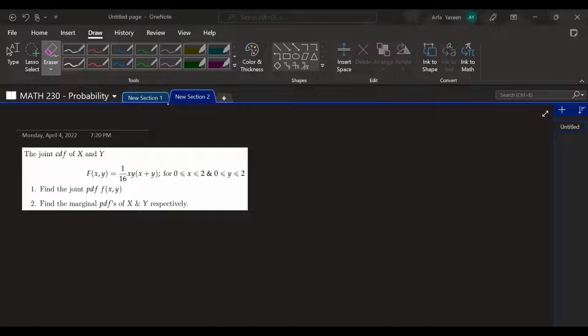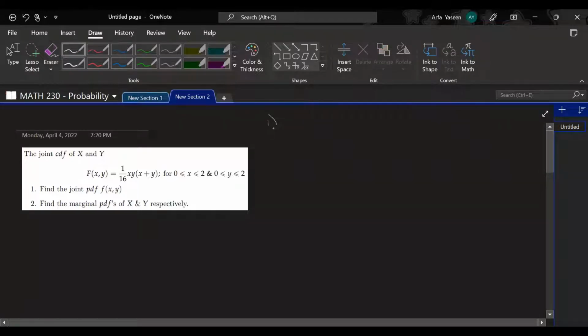So this is the first question, and we are given the CDF in this question. We need to compute the PDF. The CDF gives us the cumulative probability computed by integrating the PDF. So we'll partially differentiate this function by x and then by y to compute the PDF. This is part one.